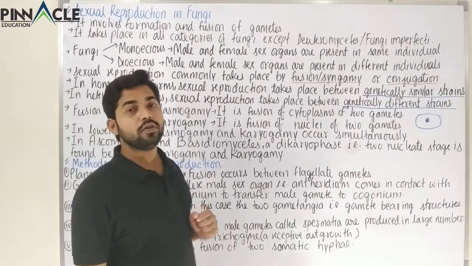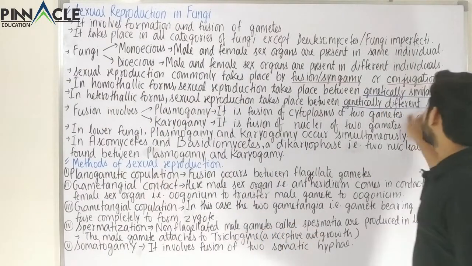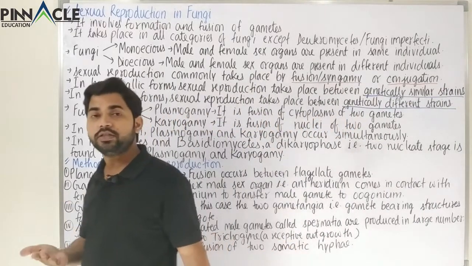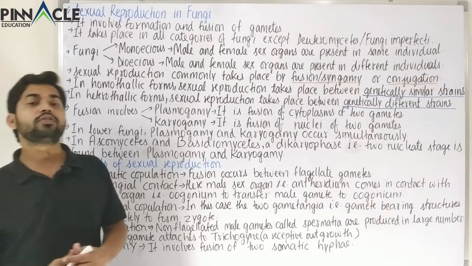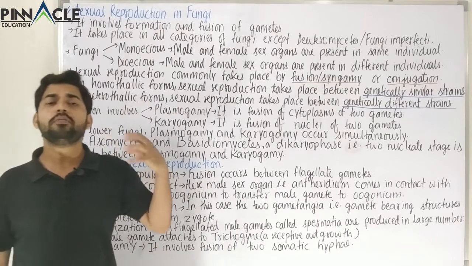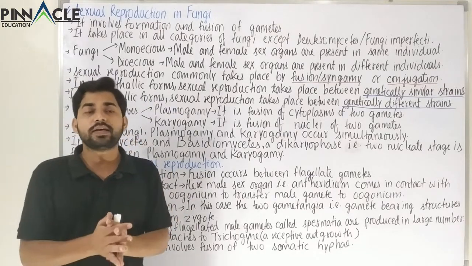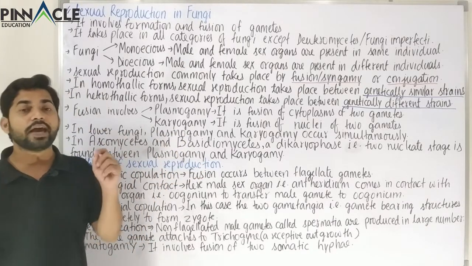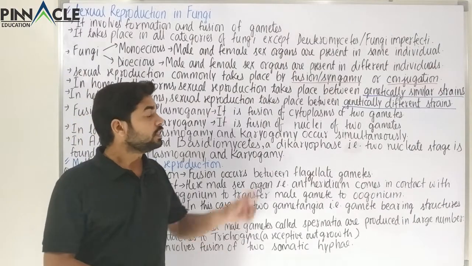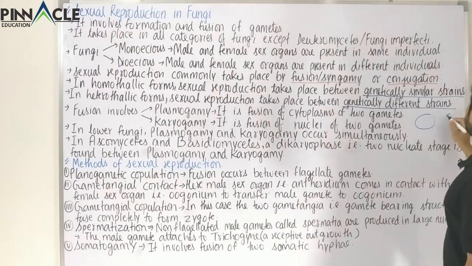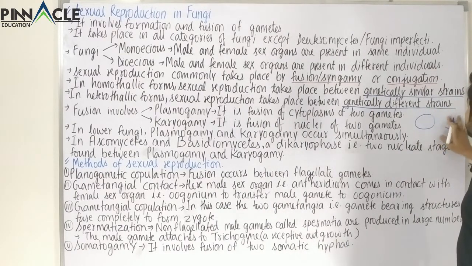Now when we come to the lower categories of fungi, we are going to study phycomycetes, ascomycetes, basidiomycetes and deuteromycetes. In the case of phycomycetes, plasmogamy and karyogamy occur almost simultaneously. That is, very quickly after plasmogamy, karyogamy will occur. But in the case of ascomycetes and basidiomycetes, the two-celled stage is like this. When there are two gametes, they will fuse and then become a single cell.